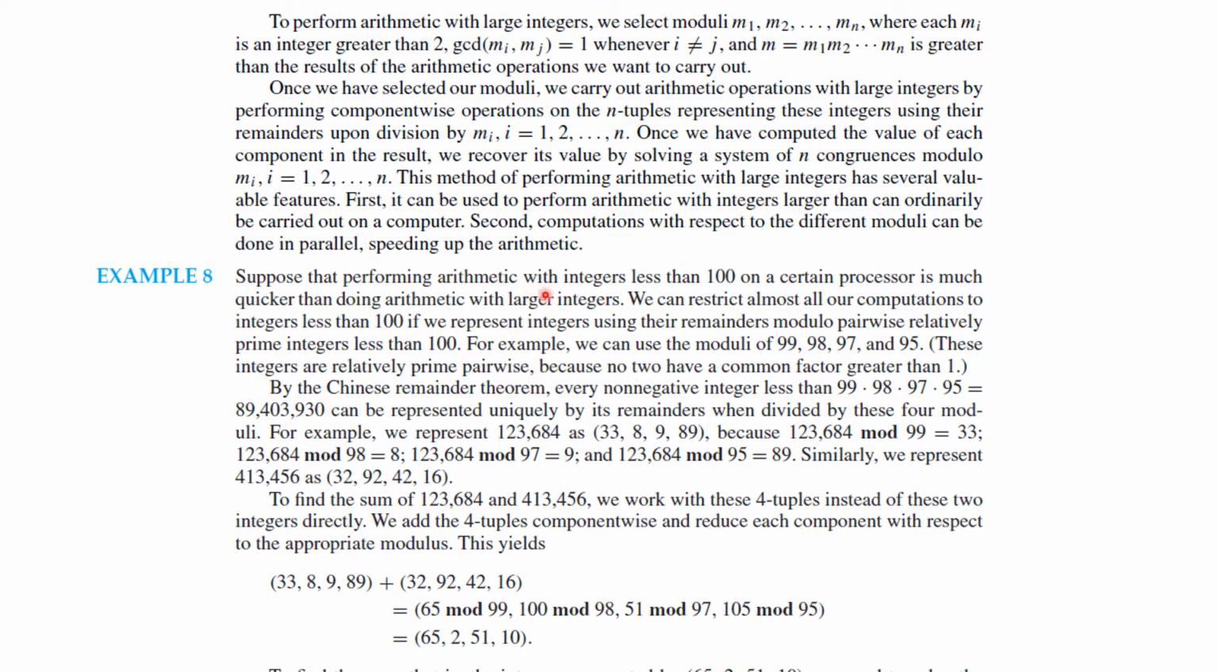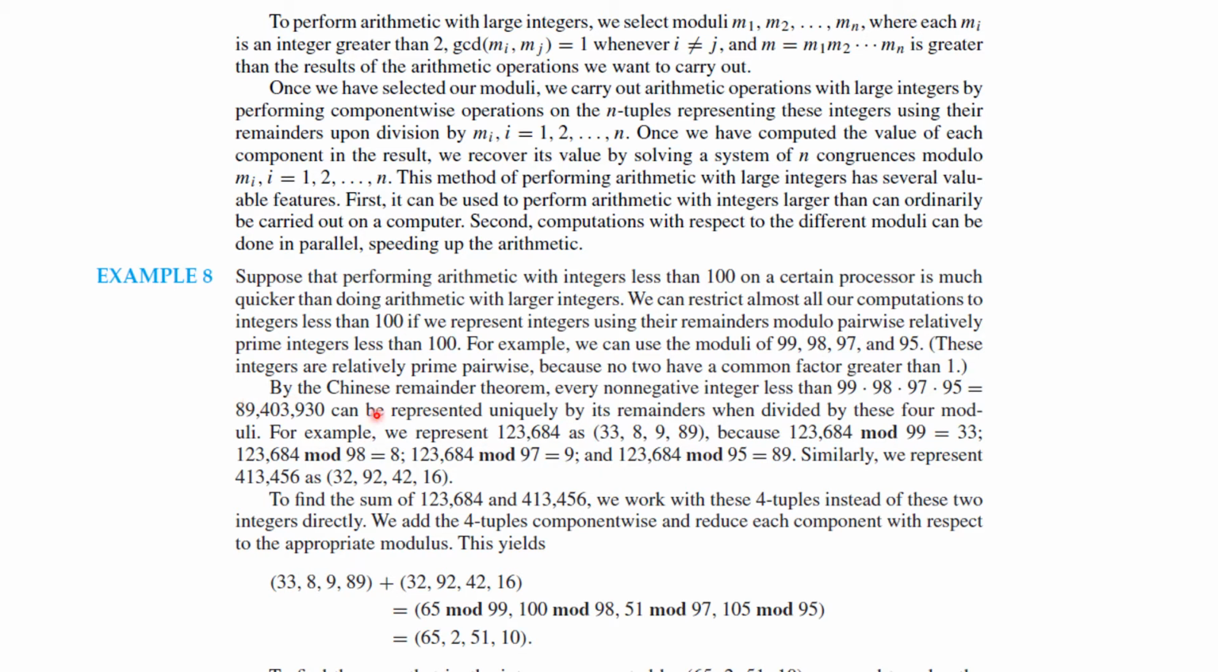Suppose we're performing arithmetic with integers just less than 100 on a certain processor that is much quicker than doing arithmetic with large integers. So we can restrict almost all our computations to integers less than 100 if we represent integers using the remainders modulo pairwise relatively prime numbers less than 100. And these are moduli that are pairwise relatively prime: 99, 98, 97, and 95. No common factor greater than 1.